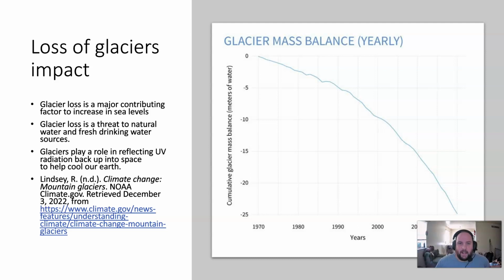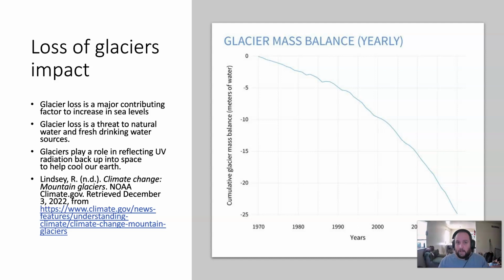Another important piece included in this is the loss of our glaciers, which directly relates to the increase in sea levels. Glacier loss is a major contributing factor to rising sea levels, like I just said, because it's a giant body of frozen water. Glacier loss is also a threat to natural and fresh drinking water sources. A lot of our drinking water comes from glaciers. A lot of people might not know that. So, if those disappear, the amount of water that we can drink that isn't seawater is going to diminish over time because we are losing our glaciers.